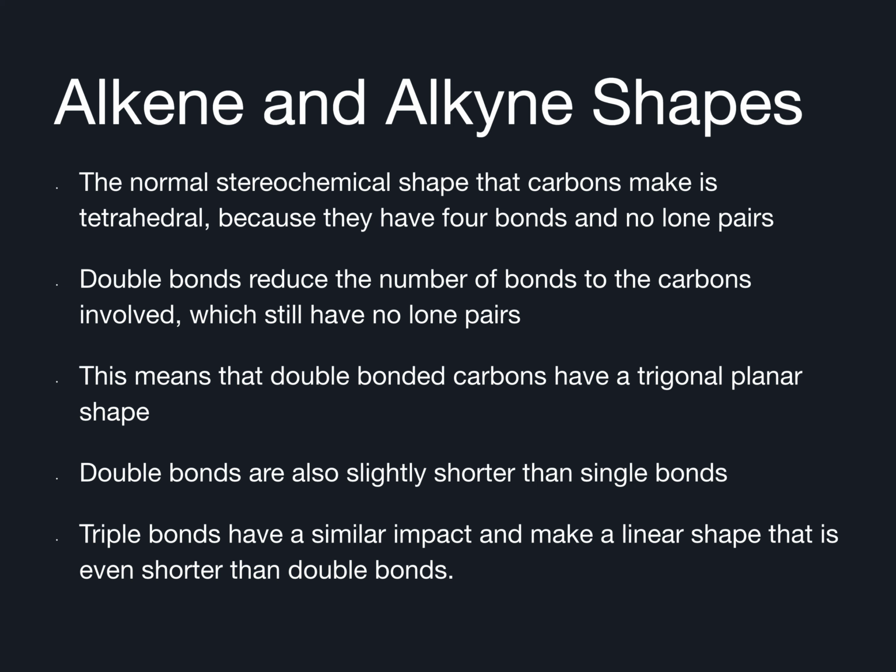But double bonds are going to force molecules into trigonal planar shapes. So they create these flat shapes in the molecules, and the important thing is that double bonds can't rotate. They're also slightly shorter than a single bond is, so it condenses the molecule a little bit. Triple bonds do a similar thing as well, but they of course will make a linear shape and they are even shorter still. So that changes the shape of the molecule.